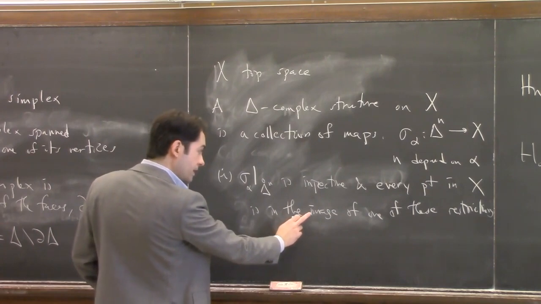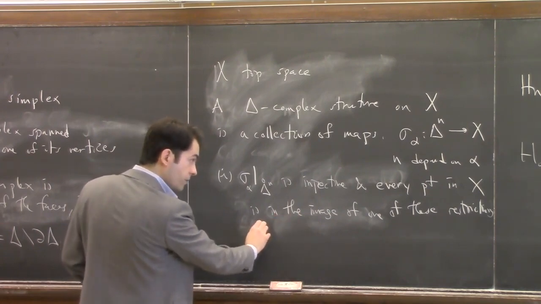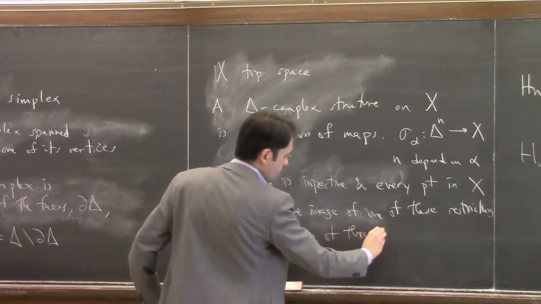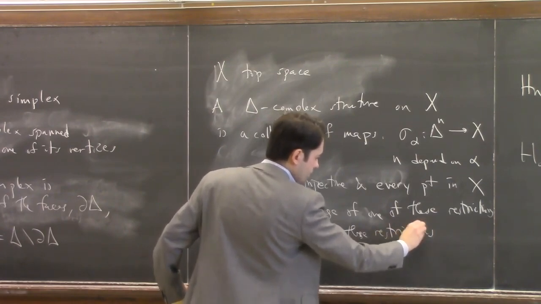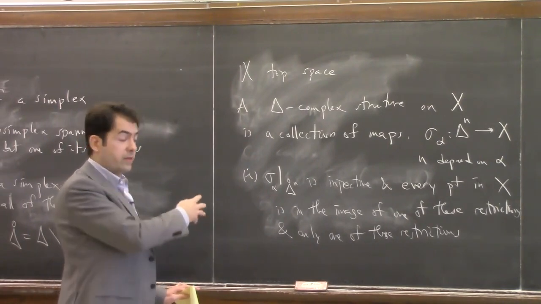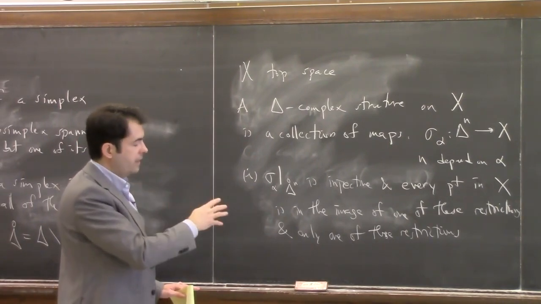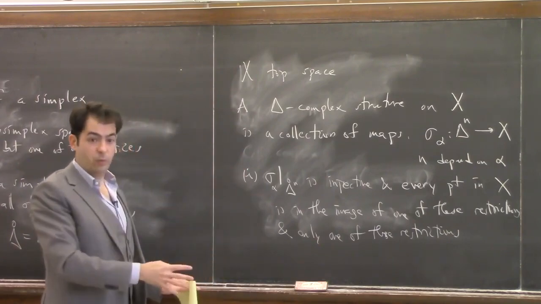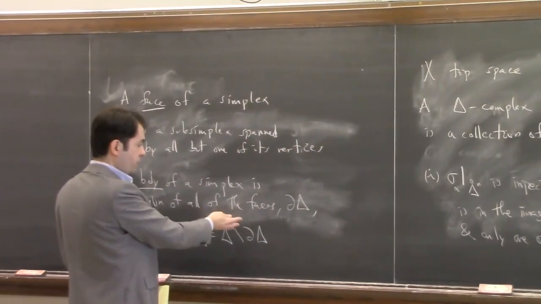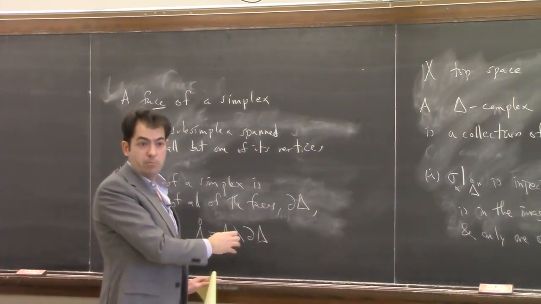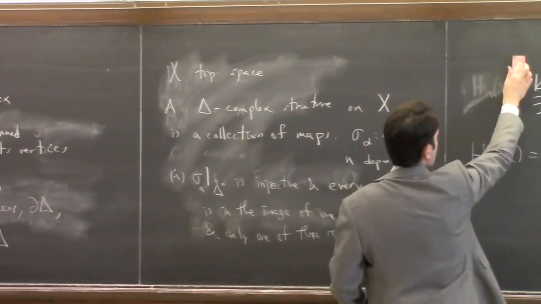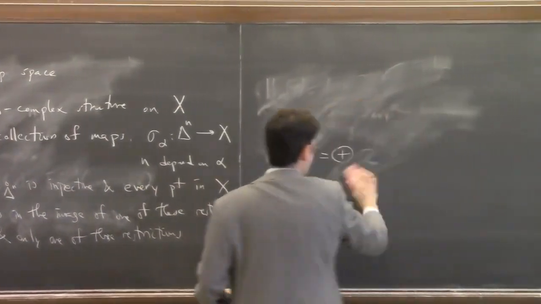We're going to demand, moreover, that the image of one of these restrictions, and only one, right, so every point is in the image of the interior for exactly one. Notice that for a zero simplex, of course, there's no boundary, so it's equal to its interior. So being in the image of a zero simplex counts as being in the image of the interior.